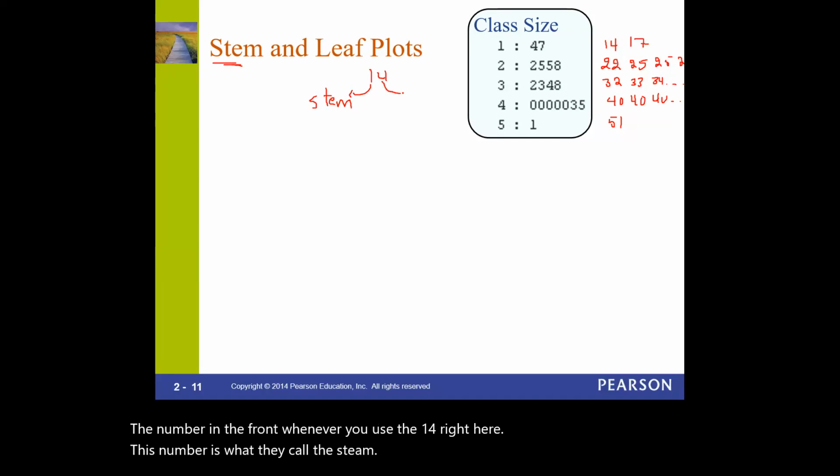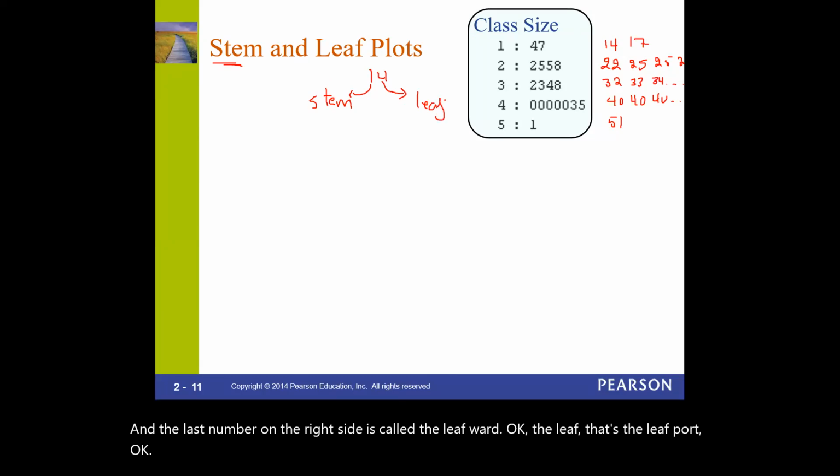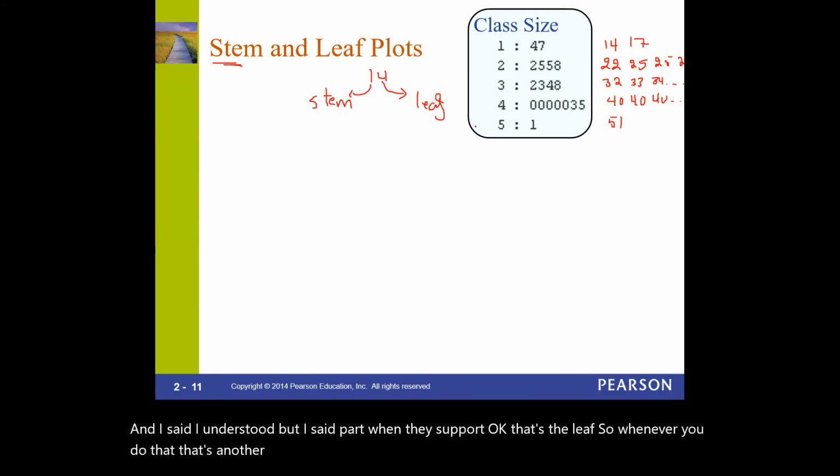And the number on the right side is called the leaf part. Okay, the leaf. That's the leaf part. When they say part, that's the leaf. So whenever you do that, that's another way to represent that data as well.